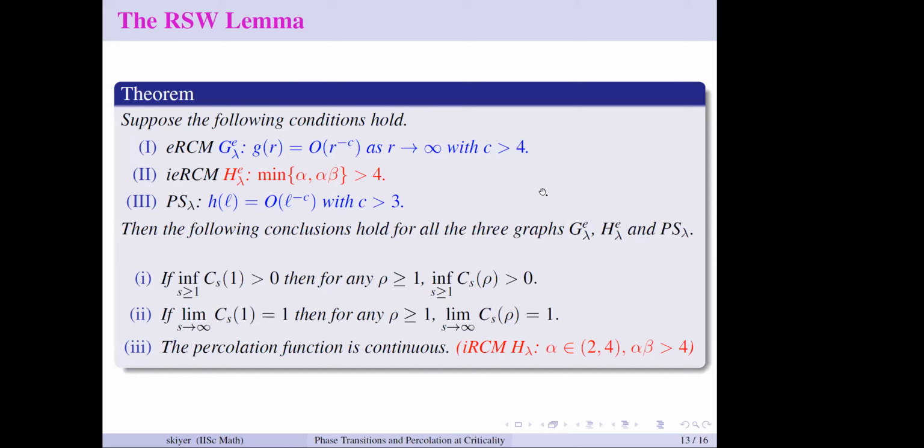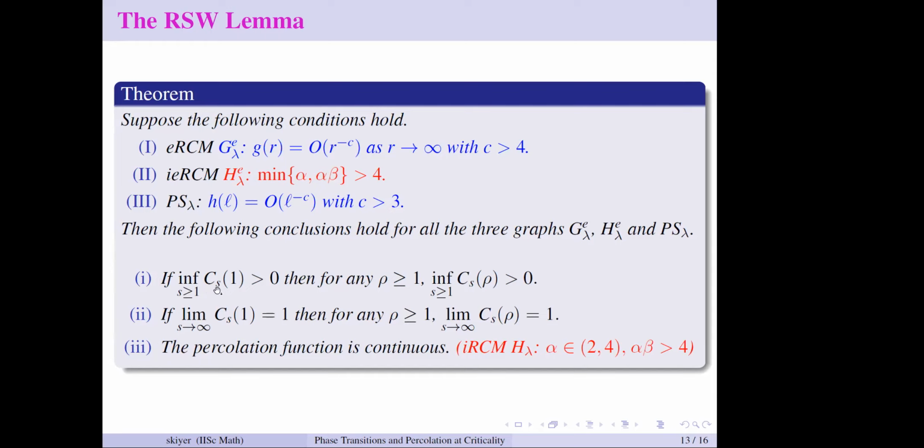And so here is the main RSW result that we have. In this case, we assume that our connection probability for the random connection model decays like R to the minus C, with C greater than 4. In the inhomogeneous model, we assume that the minimum of these 2 parameters is greater than 4. And for the Poisson stick model, we need the half length to decay like L to the minus C with C greater than 3.